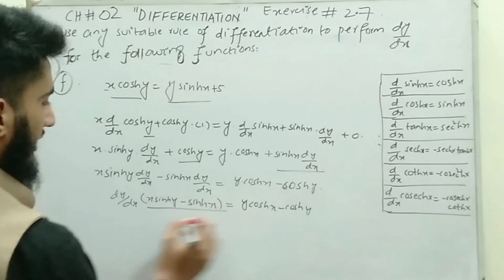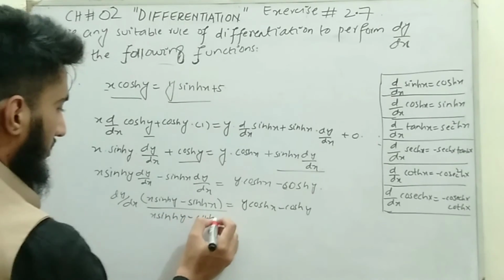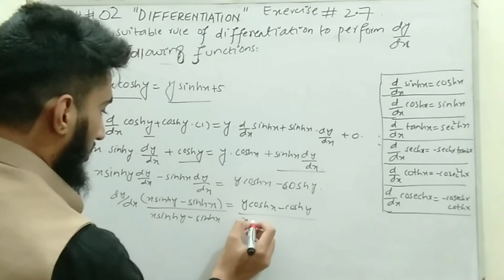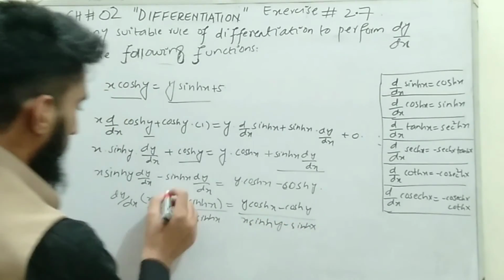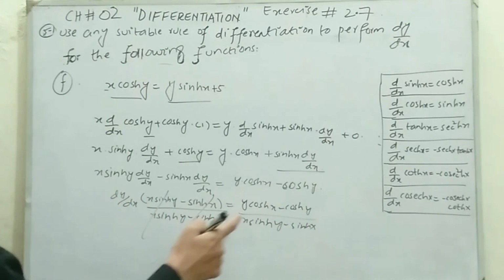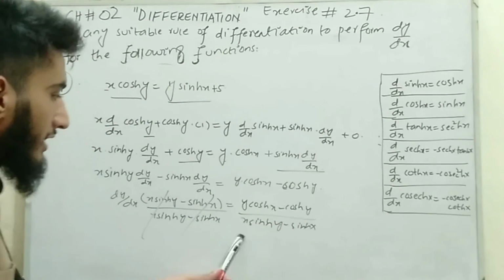Now divide by x sinh y minus sinh x, so this cancels out on the left side. The derivative dy by dx is y cosh x minus cosh y divided by x sinh y minus sinh x. This is the required derivative.